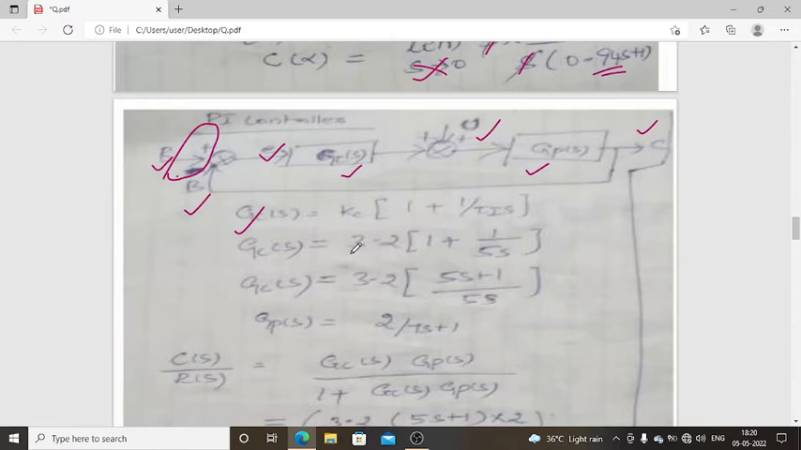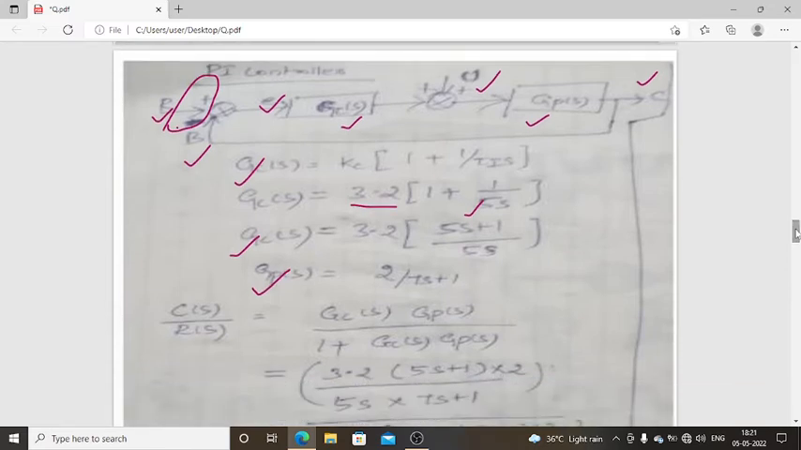So here the Kc value 3.2, substitute tau I, this is given data, 5. Finally we get GC of S is equal to 3.2 into 5S plus 1 by 5S. What is the process transfer function? This is given data. We should take GP of S is equal to 2 by 7S plus 1. So already I said this comes under servo mechanism. C of S by R of S is equal to product of transfer function between C and R, GC of S into GP of S, whole divided by 1 plus product of transfer function in the entire loop, the same thing, GC of S into GP of S.